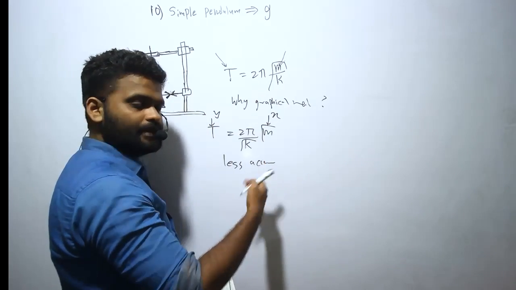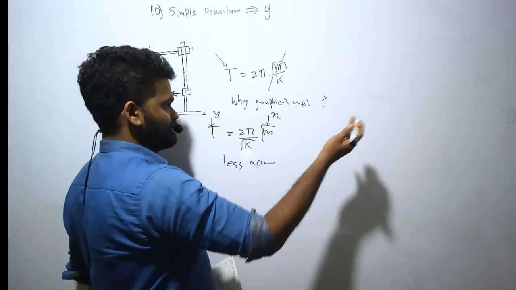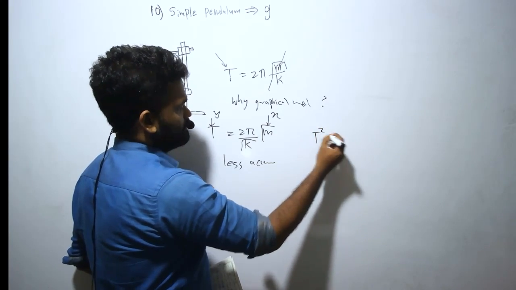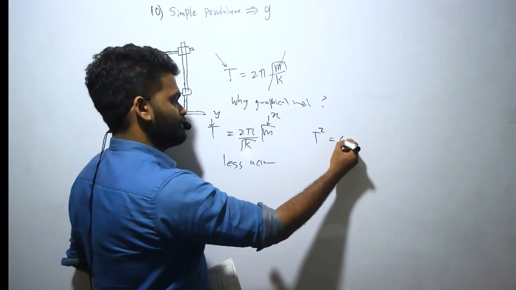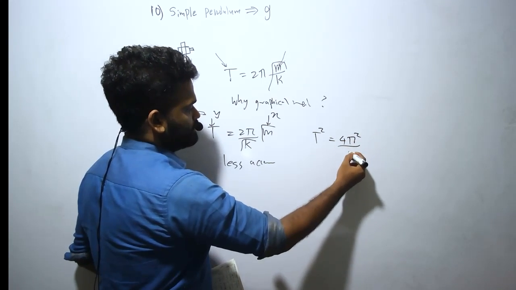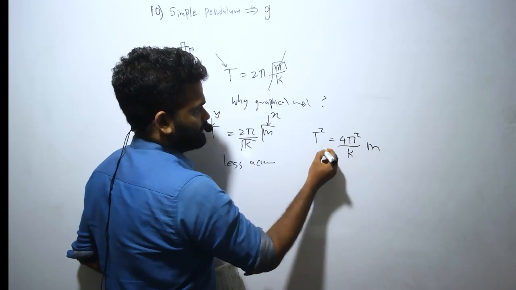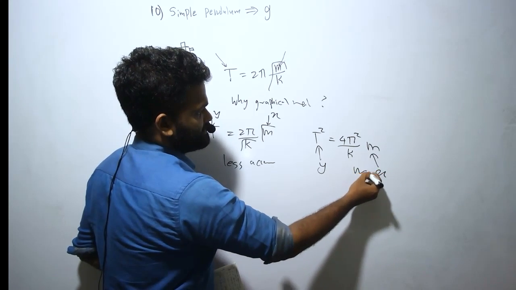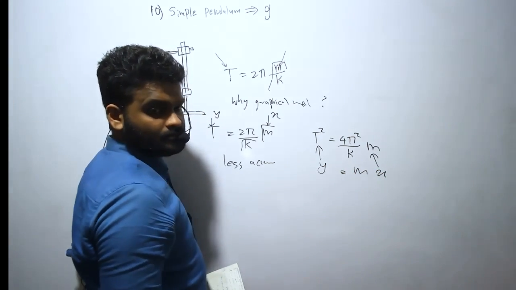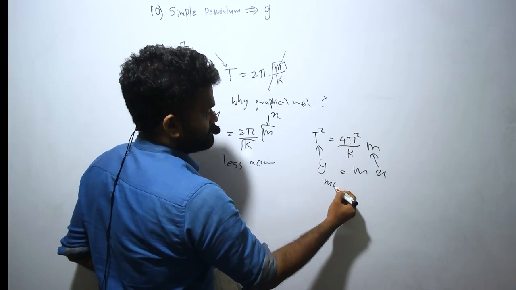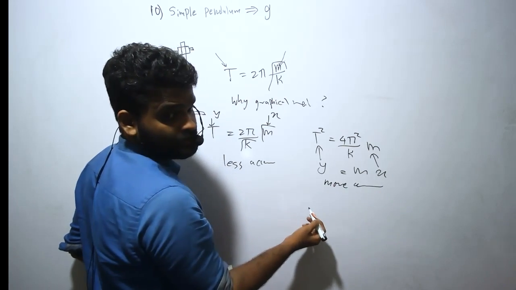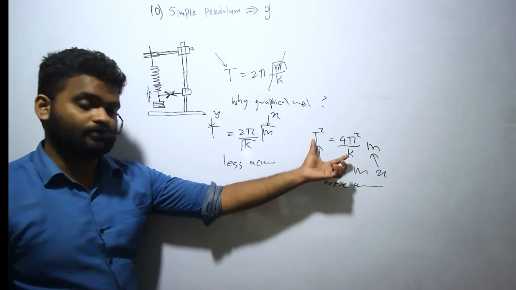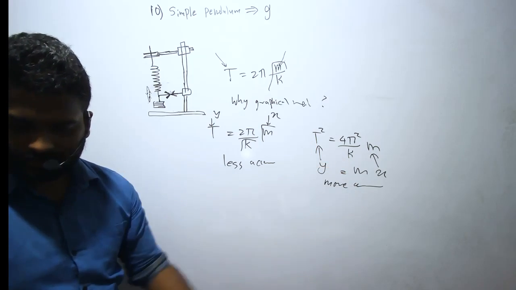To prove that, we need error analysis, but that is out of the syllabus. Saying this is more accurate is enough. T squared equals 4 pi squared divided by k, times m. So this is used as y, this is the gradient, and this is x, which is m. This is more accurate. Take it down. So we square both sides.